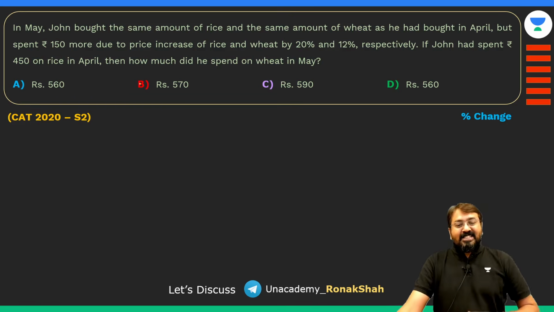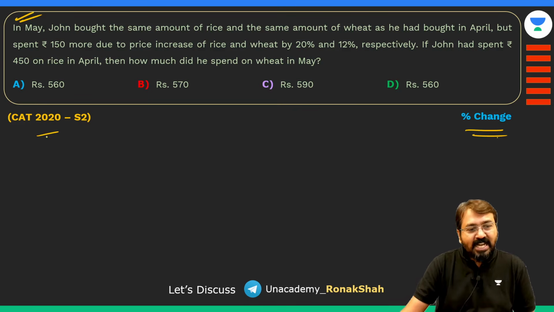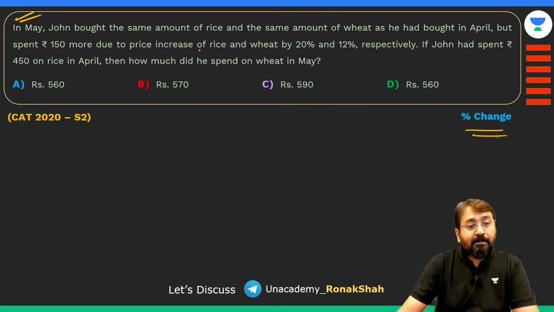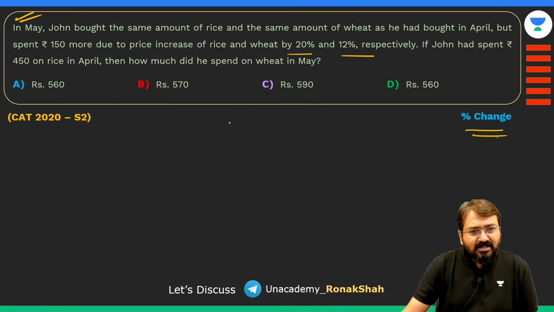Okay, let's take one more question, guys. So this question is again based on percentage change, CAT 2020 slot 2. John bought the same amount of rice and the same amount of wheat as he had bought in April, but spent 150 more due to price increase of rice and wheat by 20% and 12% respectively. Okay, so guys, it's about rice and wheat. I don't know what amount he had spent initially, right? But here, yes, it's about 2 months, April and May.